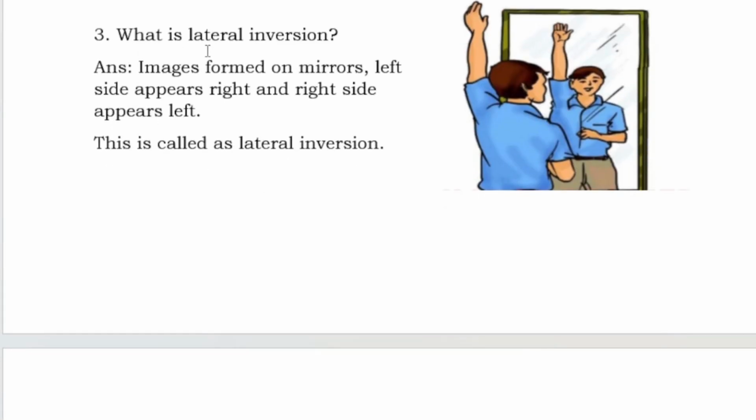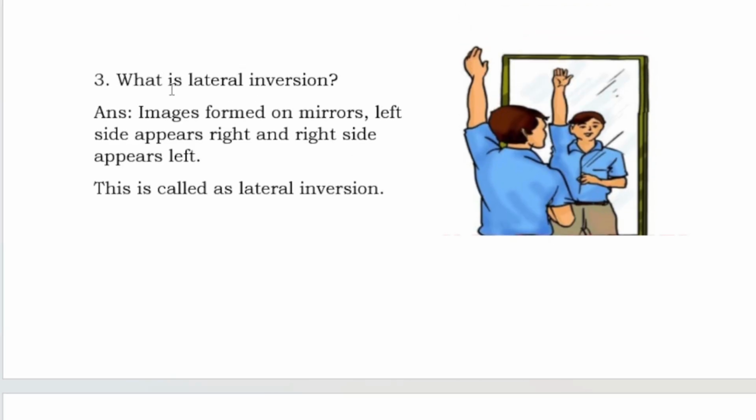Question 3. What is lateral inversion? Look at this picture. The boy is raising his hand, left hand. But in the mirror, it is showing that the boy is raising right hand. Answer: images formed on mirrors, left side appears right and right side appears left. This is called as lateral inversion.